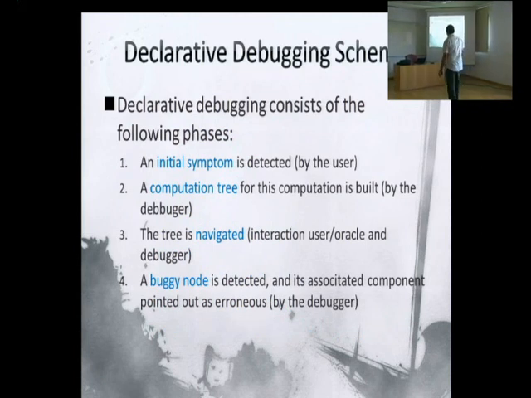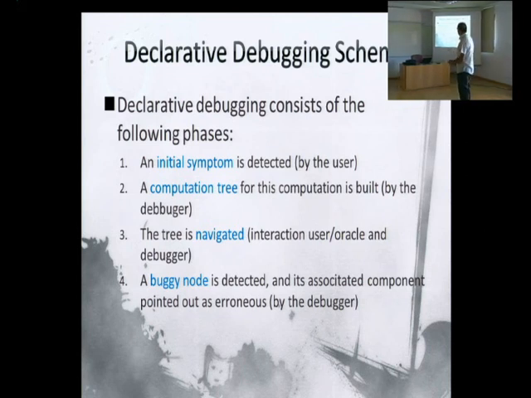Okay, so we can talk about a general declarative debugging schema. We can distinguish these 4 phases. The first one, we have an initial symptom, which is detected by the user. The user must say this was wrong, unexpected. The second one, the debugger builds the computation tree for this erroneous computation.